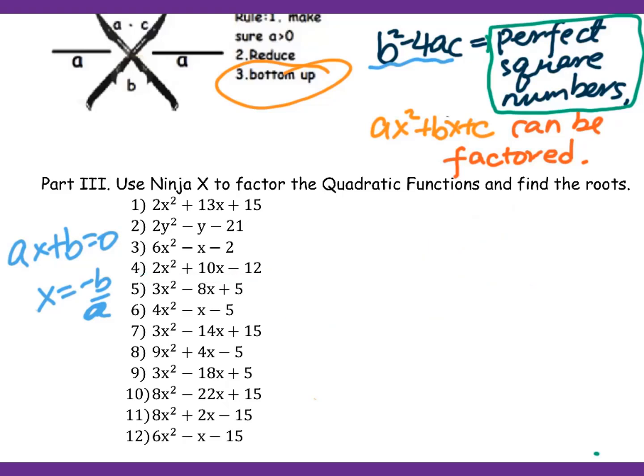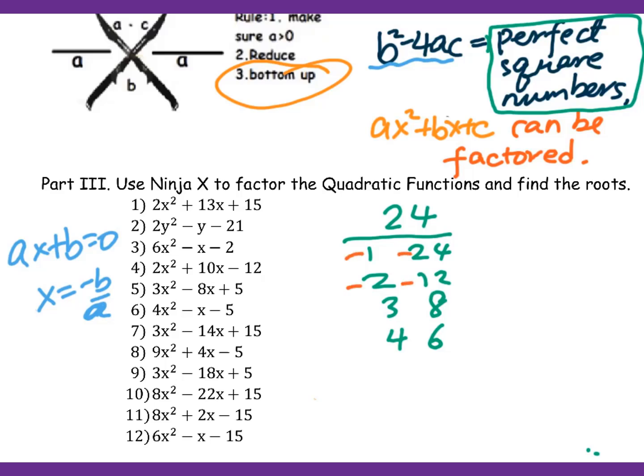Note that if I have a positive 24, your factor either both positive or both negative. It could be 1, 24, 2, 12, 3, 8, 4, 6. Or you can get the negative 1, negative 24, negative 2, negative 12, negative 3, negative 8, negative 4, negative 6.